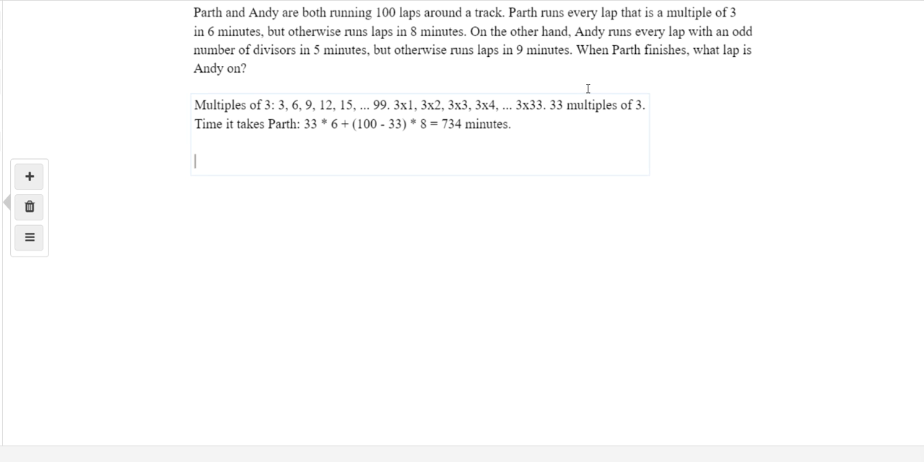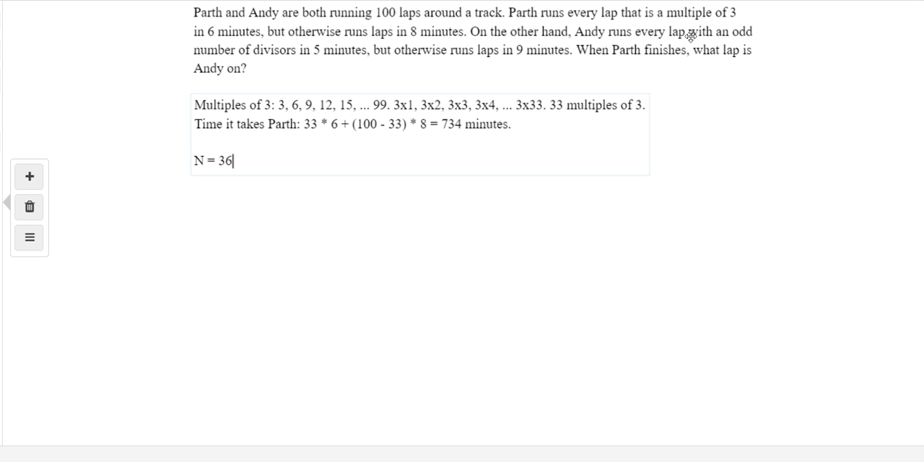He runs every lap with an odd number of divisors in 5 minutes, but he runs all the other laps in 9 minutes. So similar to Parth, which was multiples of 3, now we want to find the number of numbers from 1 to 100 with an odd number of divisors. And we actually find that every number with an odd number of divisors is a square number. So to see this, one way to look at it, let's take an example of n equals 36.